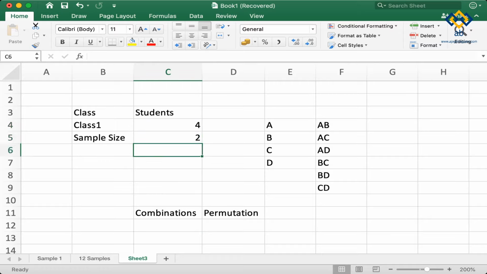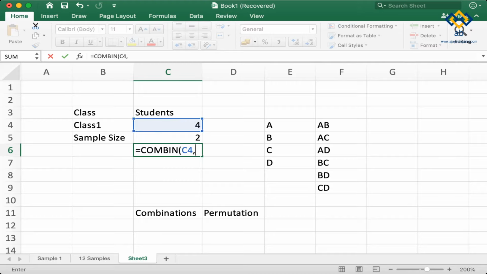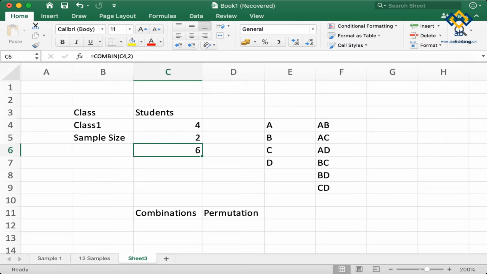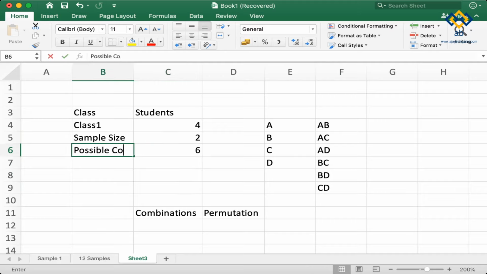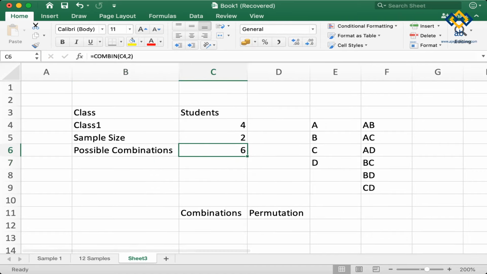In Excel we can very easily do this. I'm typing equal to, and I'm typing combine, right? So you can see this combine function. So number is 4 and number chosen is 2. This is my sample size. So it is 6. So 6 possible combinations we can make out of this. So this is possible combinations, right? So 6 samples I can make, right?